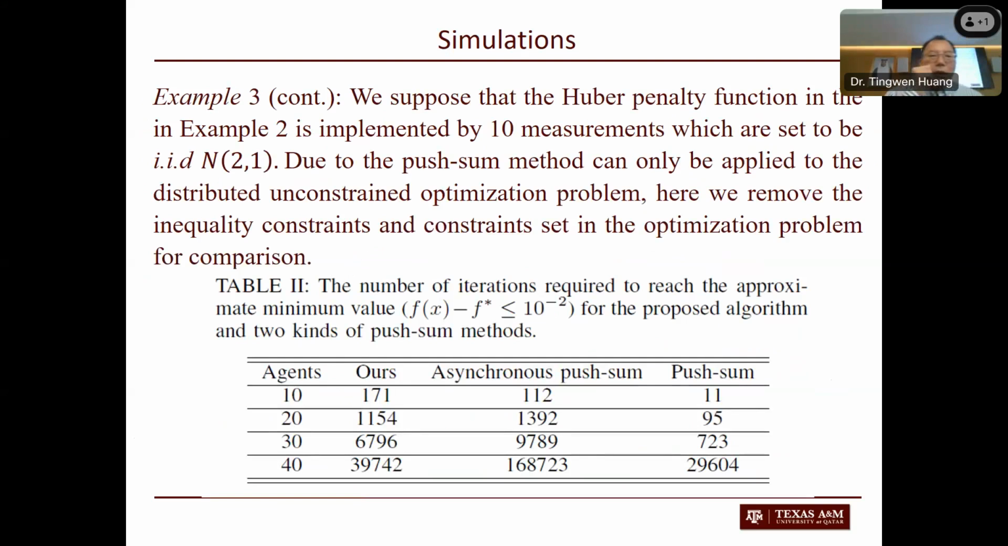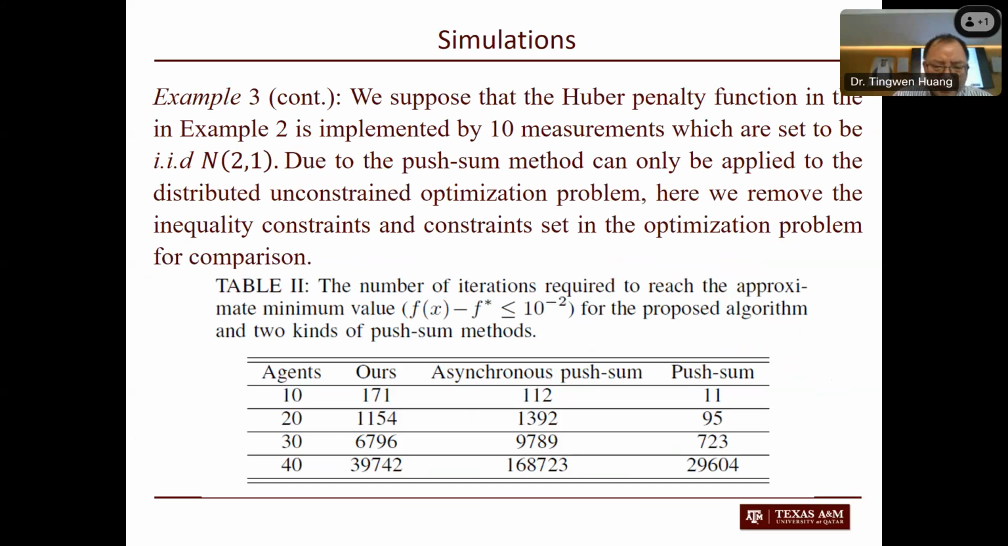For this one, we suppose that the Huber penalty function in example 2 is independent over 10 measurements, which are said to be identically independently distributed. Because the push-sum method can only be applied to distributed unconstrained optimization problems, here we remove the inequality constraints and the constraint sets for comparison.